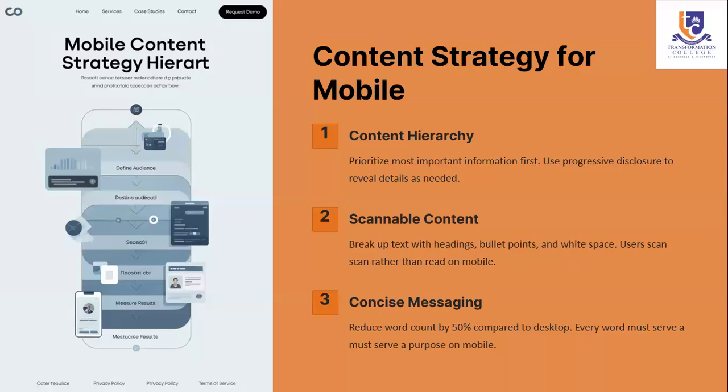Okay, content strategy for mobile. Content hierarchy. Prioritize most important information first. Use progressive disclosure to reveal details as needed. You see, for this, now, let me use Twitter as an example. Twitter does not really prioritize content. It only follows, I think, newest content to oldest content, and sometimes it randomizes it.